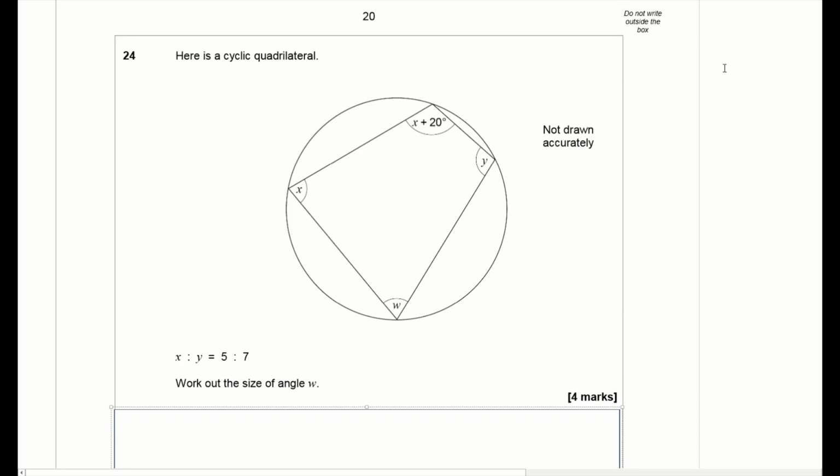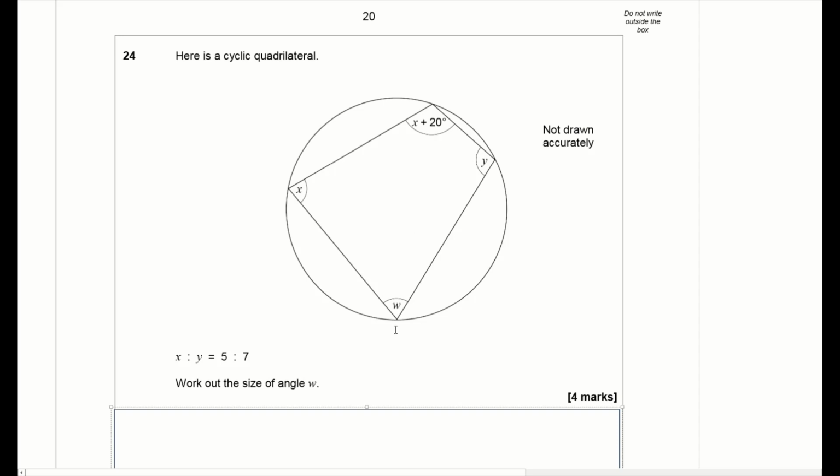Question 24. Here is a cyclic quadrilateral. The ratio of x to y equals 5 to 7. Work out the size of angle w. Now this is based upon circle theorems, and in a cyclic quadrilateral the opposite angles sum to 180 degrees. So for instance, x plus y would equal 180 and w plus x plus 20 will equal 180.